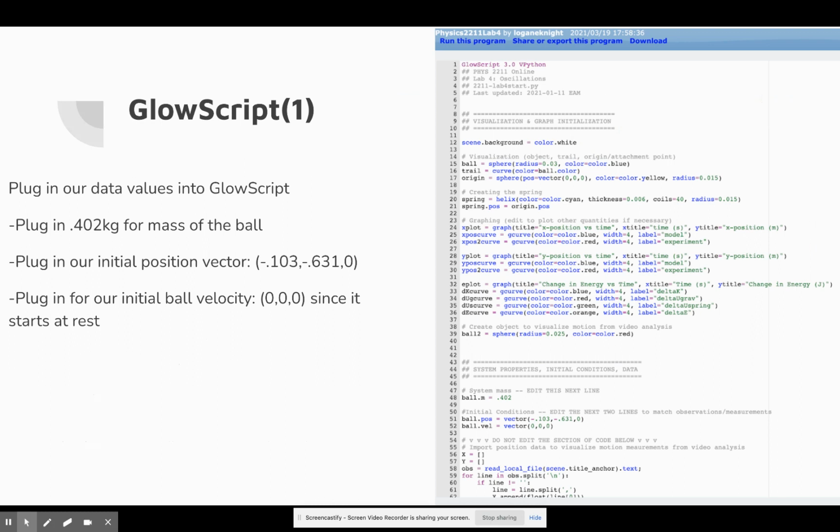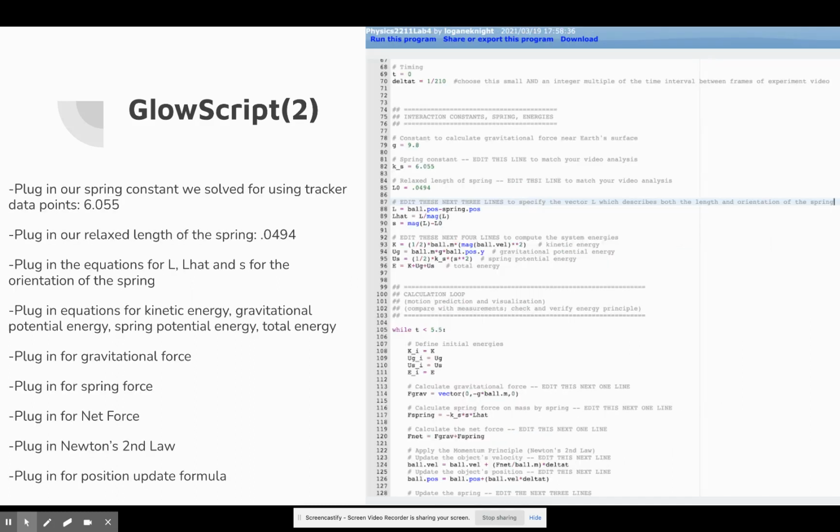So our next step was to input some of our data into GlowScript. So we were able to plug in our mass of the ball, our initial position vector, and our initial velocity vector. Then we plugged in our spring constant that we solved for, our relaxed length of the spring, which we also solved for, our equations for L hat, and S for the orientation of the spring. We plugged in our equations for kinetic energy, gravitational potential energy, spring potential energy, and total energy. We also plugged in our gravitational force, our spring force, our net force, Newton's second law, and our position update formula. So all those formulas and values are right here.